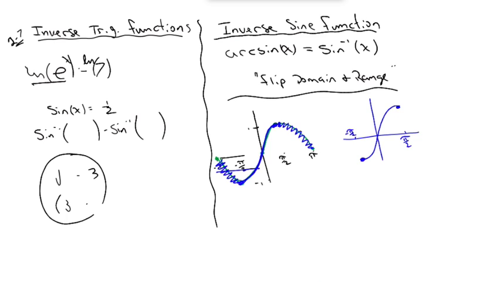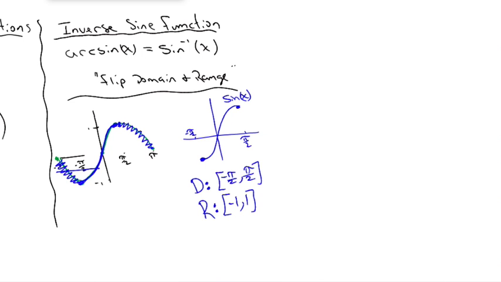So if I just look at it this way, what's the domain? Negative pi over 2 to pi over 2. What's the range? Negative 1 to 1. So if this is sine of x, the way I'm defining it on a restricted domain, negative pi over 2 to positive pi over 2, how do I make it the sine inverse?